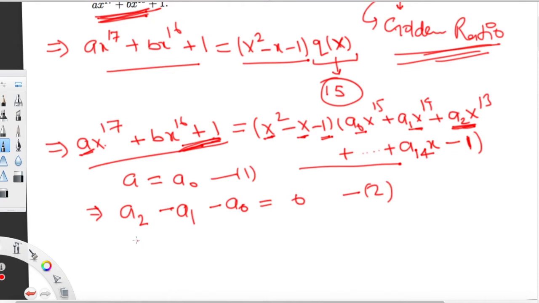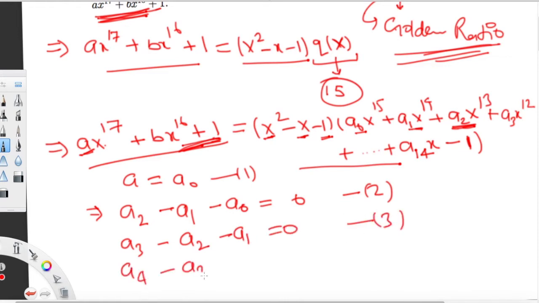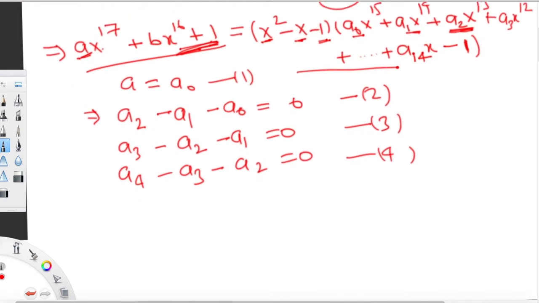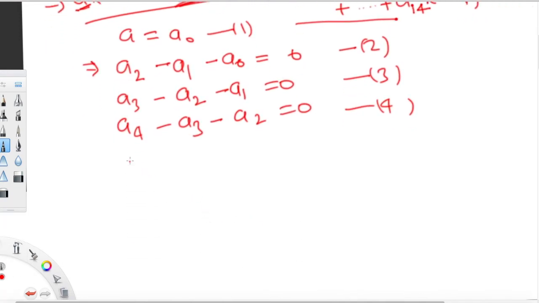Let's start. For x^14, this term will get multiplied with a3 into x^12. So a3 minus a2 minus a1 is equal to 0. And similarly a4 minus a3 minus a2 is equal to 0. Are you getting it? Now this is a nice pattern, and I can follow this pattern. Yeah, it is interesting.